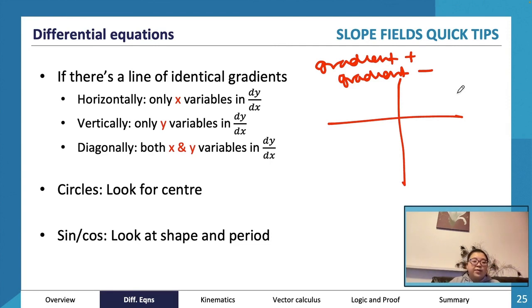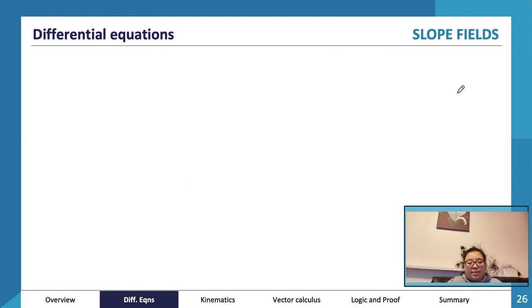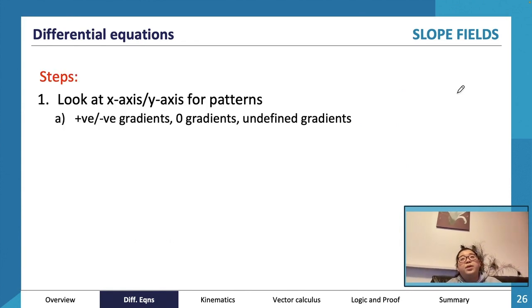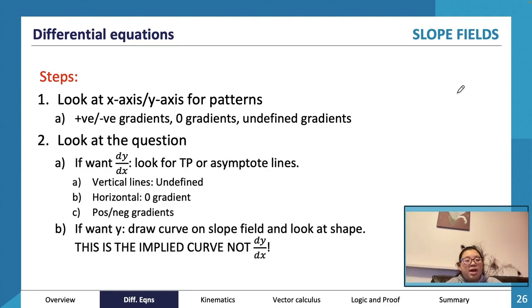And you can also look for, if you know that it looks like a circle, the center as well to give you a bit more information. Cool. So we want to look at the y-axis, x-axis for patterns. So like we talked about, 0 gradients, undefined, positive or negative. And then you want to look at the question. So we want to see if there's vertical lines. So we want to look at the dy/dx's in terms of the options they give us.